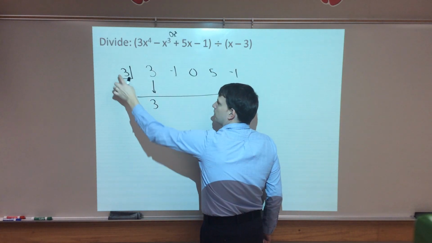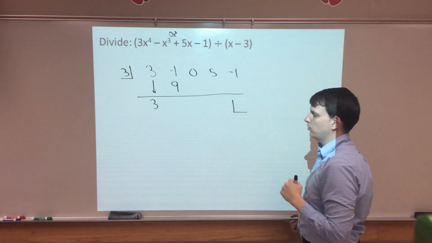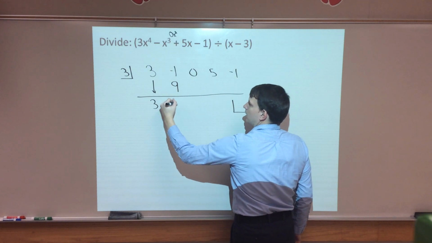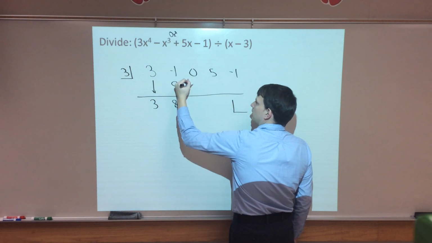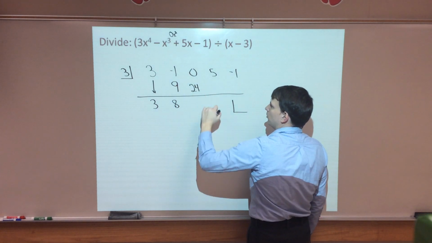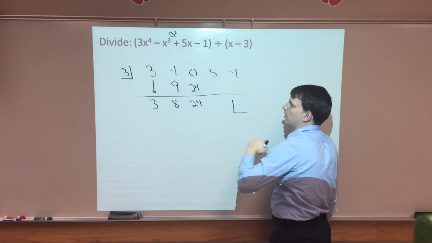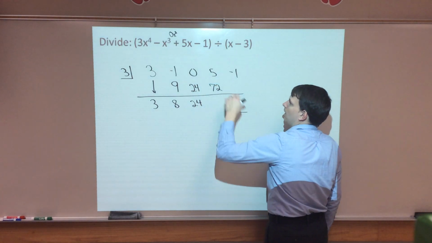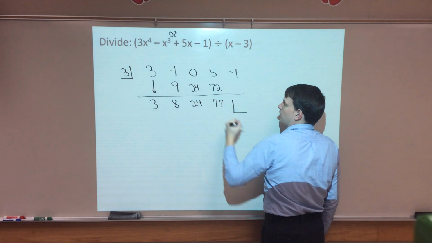and then we'll multiply. 3 times 3 gives us 9. So we'll put that line underneath our second column. We'll combine like terms. Negative 1 plus 9 is 8. And then I'll multiply. 3 times 8 is 24. And then combining like terms, 0 plus 24 is 24. Now 3 times 24 is going to be 72. And 5 combined with 72 will be 77.